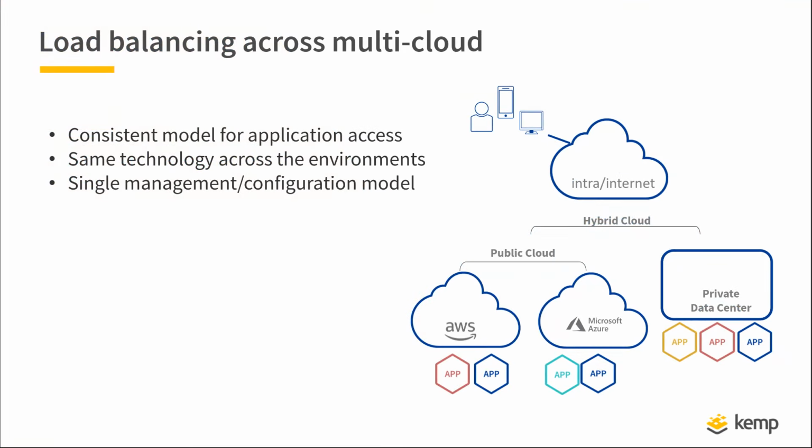So when we load balance across this multi cloud, this is exactly what we want to do. We want to take this multi cloud, you can see in my diagram. I have my private data center, my public cloud, AWS, Microsoft Azure, and within the private data center I could have my software defined data center with my VMware or OpenStack or other technology. And I want this consistent application access.